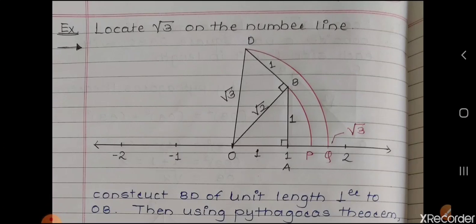So if we have to locate square root of 3 on the number line, first we have to locate square root of 2 on the number line.